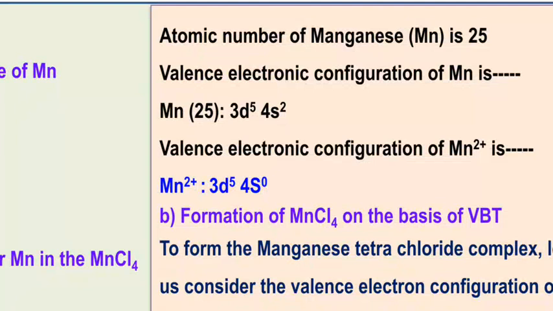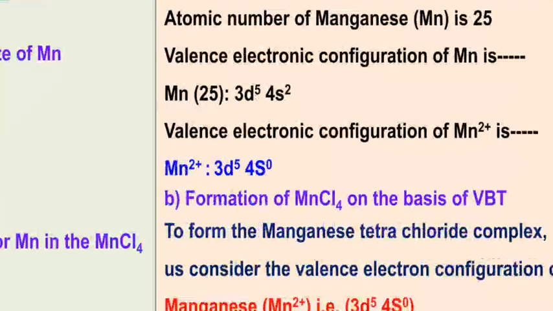Now consider the atomic number of manganese, that is 25, and the valence electron configuration of manganese is 3d5 4s2. Initially we have discussed that chart, and from that chart you can simply know the valence electron count for a particular metal. Here is manganese, which has atomic number 25 and valence electron count 3d5 4s2. So here for manganese 2 plus we will consider the valence electron configuration, that is 3d5 4s0.